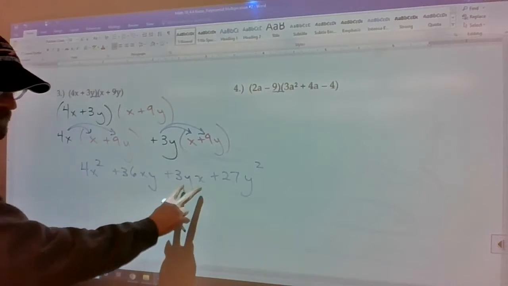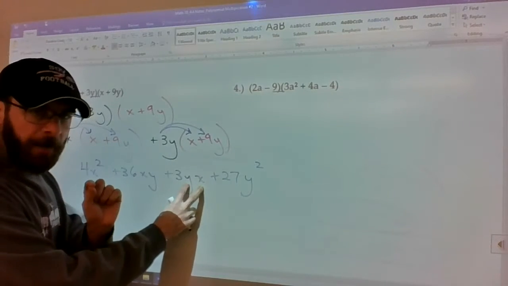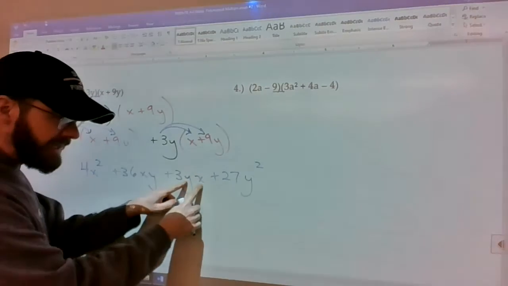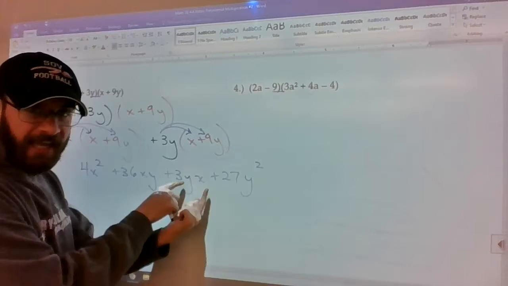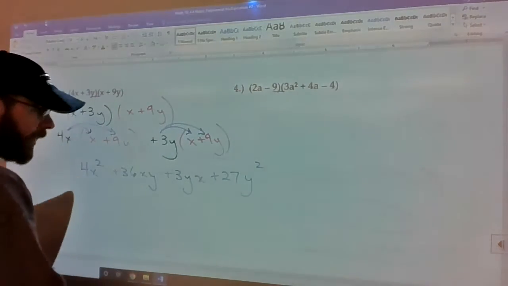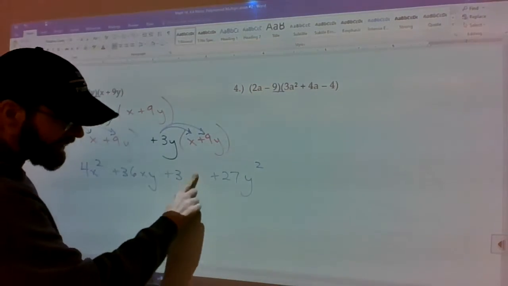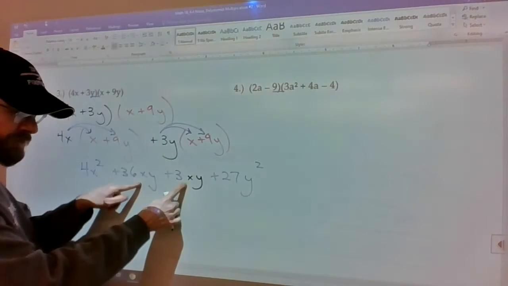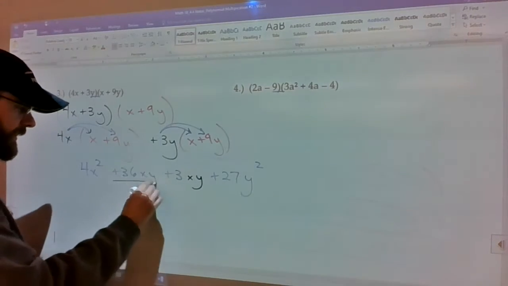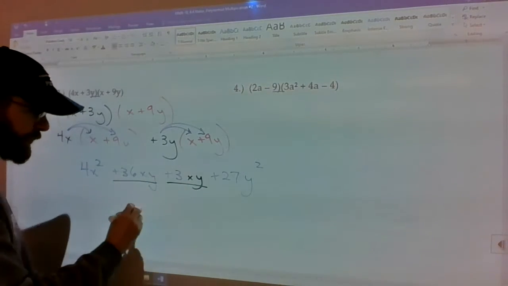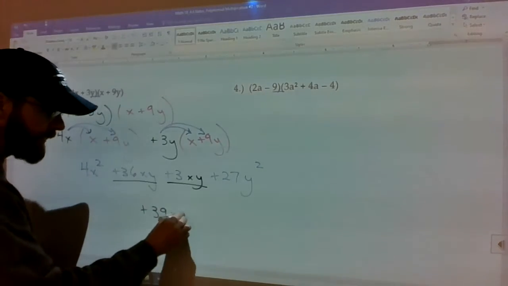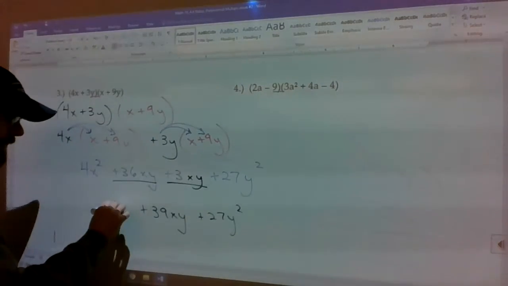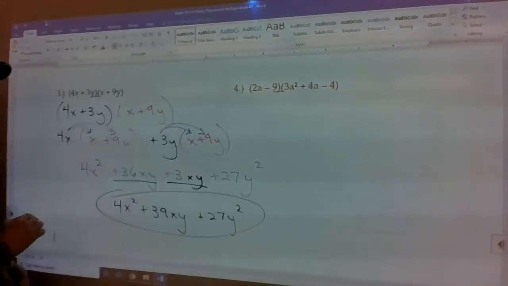Now, just like I was saying, the commutative property states that any 2 numbers multiplied can be rearranged and it won't mess with the final result. So, yx can be rewritten as xy. And that's helpful because now I can combine it with the xy term here. So you've got 36xy plus 3xy, that gives you a positive 39xy. Your 27y squared still on the tail end here. Your 4x squareds at the front. There's your final answer.